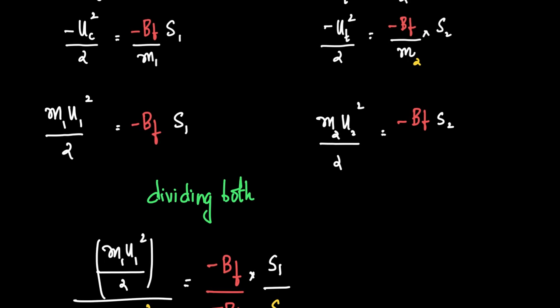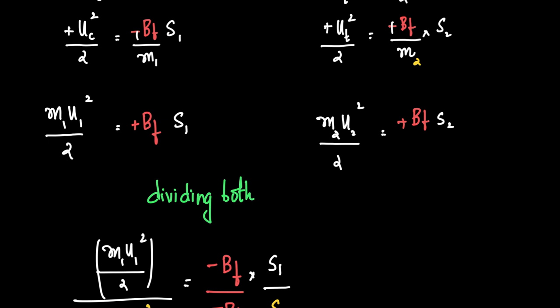Now we'll continue here. So we have minus uc square by 2 and minus bf by m1. I'll take this m1 to the LHS, so we have m1 into uc square by 2. I'll cancel off these two negatives, so negative by negative becomes positive. Similarly, if I transpose m2 to the LHS, m2 into u2 square by 2 is equal to minus bf, and I cancel off this minus here.